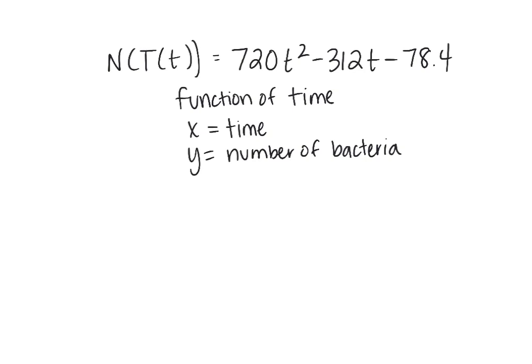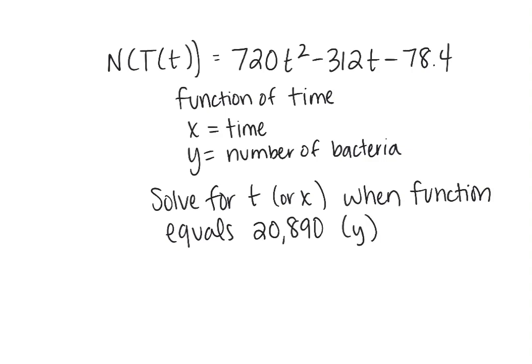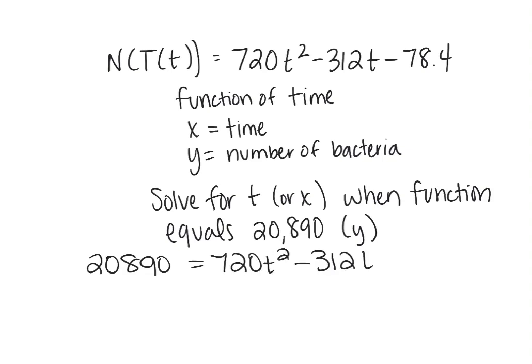So with that in mind, the second question says find the time when the bacteria count reaches 20,890. That's basically saying solve for t, or x, depending on how you think of this, when the function equals 20,890. That's kind of the y value. So when we solve these kinds of equations, we simply want to set the y value, the number of bacteria, we're going to replace that side with the 20,890, and then set it equal to our equation.